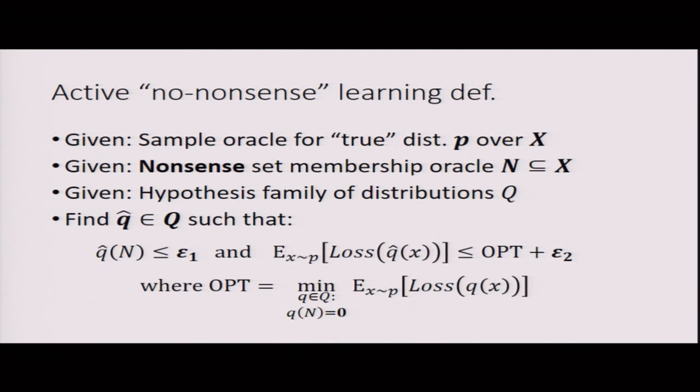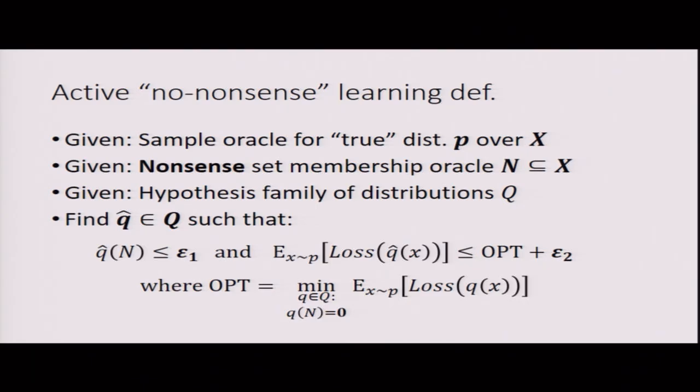Our goal is to find the best Q with the following properties. This is the most technical slide here, so don't worry. There's not going to be a lot of math other than this. There's this nonsense set N. Our goal is to output a Q hat which assigns probability at most epsilon to nonsense, so it almost never generates nonsense. The expected loss, think of log loss, but it has to be a bounded loss, should be not much bigger than optimal, where optimal is the best model that never outputs nonsense. So we compare ourselves to things that never output nonsense, and we want to achieve as low a loss as the best of them.